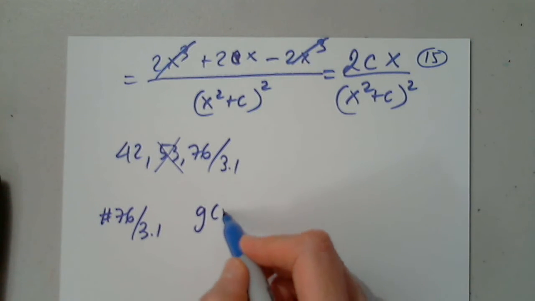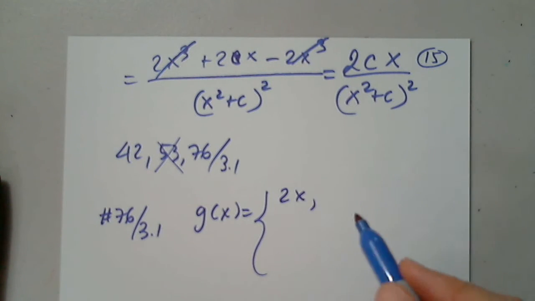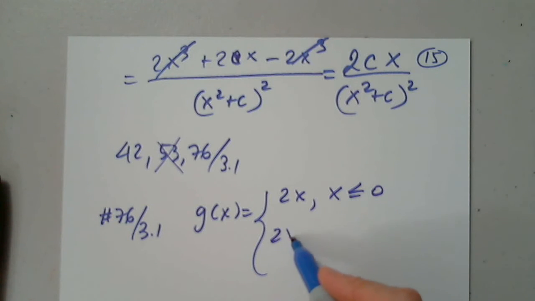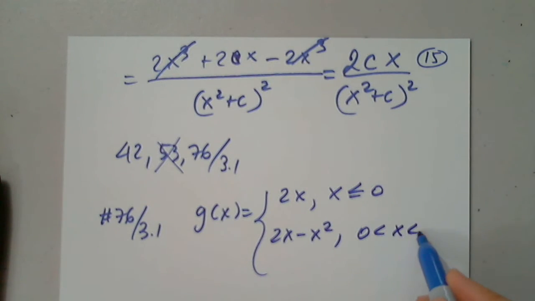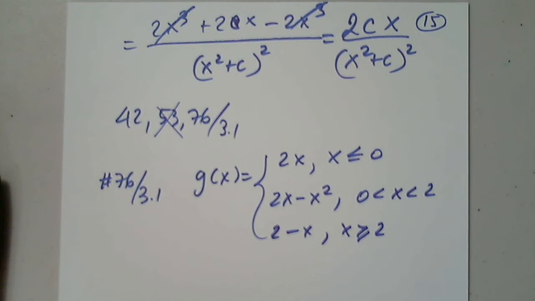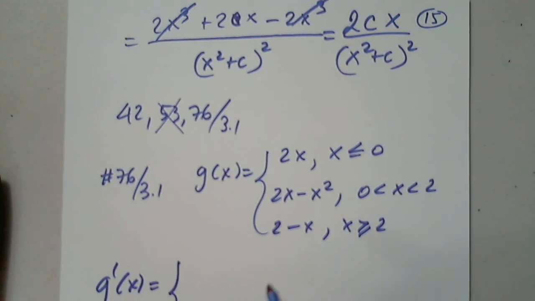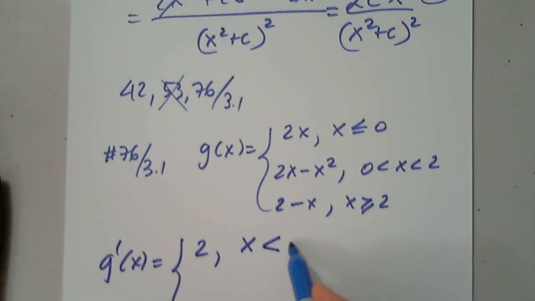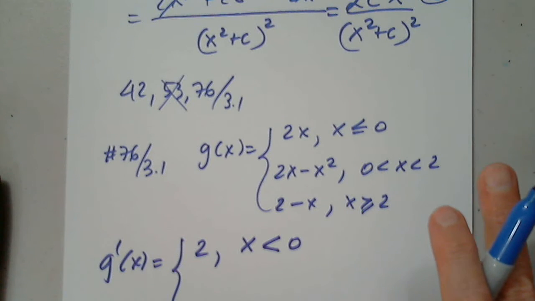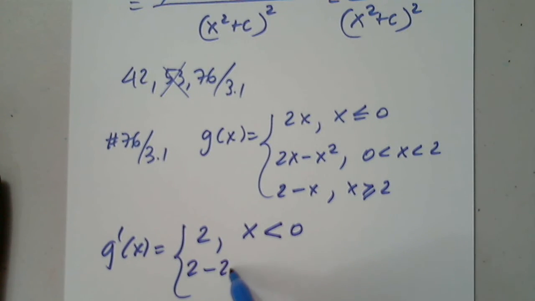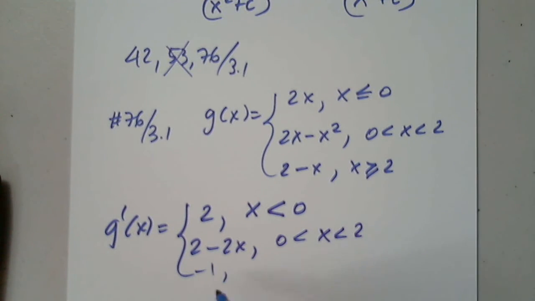Okay, so we have g of x. They're giving us as 2x for x less than or equal to 0, 2x minus x squared between 0 and 2, and 2 minus x for greater than or equal to 2. Give a formula for g prime, and then sketch the graph for both. Fine. Well, g prime is very simple. I have 2 for x less than 0. I don't know if the function is differentiable at 0 for now. 2 minus 2x between 0 and 2. And negative 1, I don't know if it's differentiable at 2, for greater than 2.